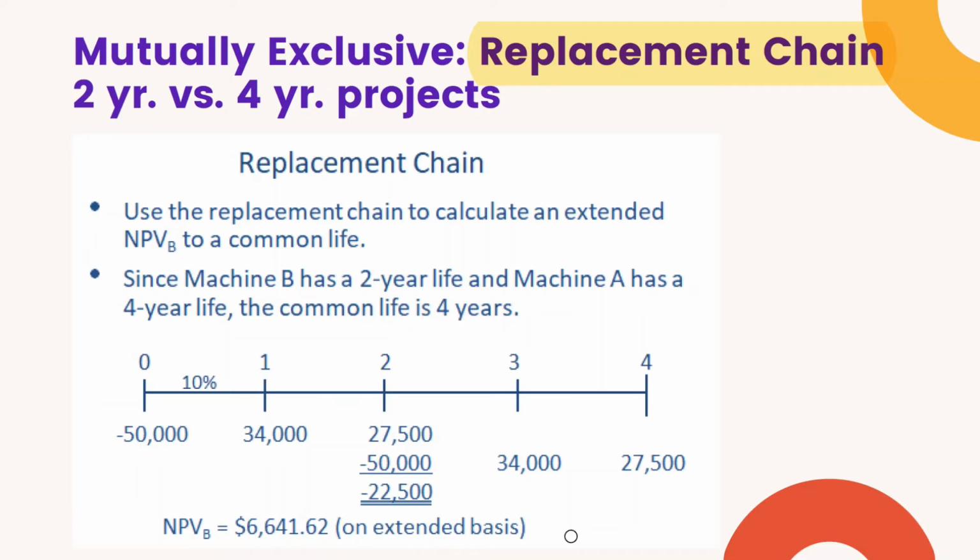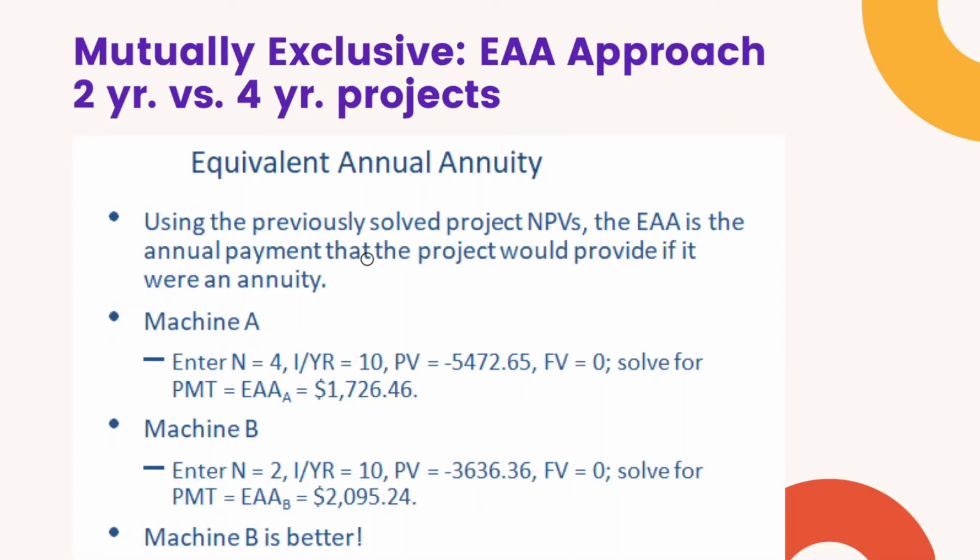Let's consider a limitation of this replacement chain approach. What if we can use machine A for 7 years and machine B has a life of 11 years? To find a common life, we have to repeat machine A 11 times, and we have to repeat machine B 7 times, to have a common life of 77 years. So it is troublesome in terms of the calculation if the business has to consider more than 2 projects at a time. We have a solution for this. We can use the equivalent annual annuity approach.